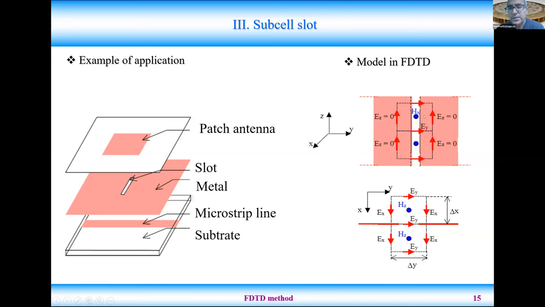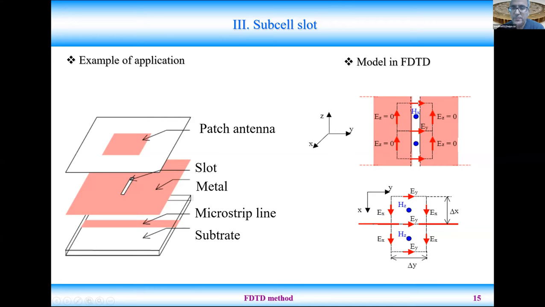So inside here we have metal. So EZ equals zero, and the EY here are not equal to zero. And so HX will have to use some specific equation to resolve, because it cannot use this EZ and this EZ. Otherwise, it will look like everything is metal. So we have to use a different equation to resolve HX.